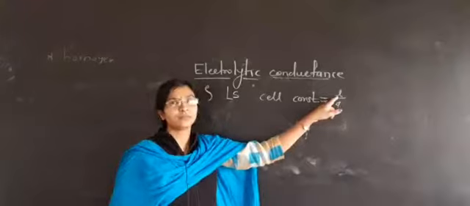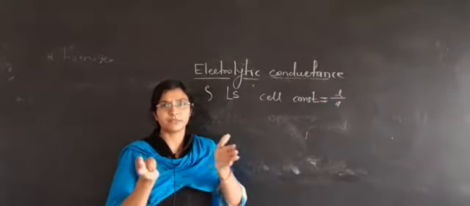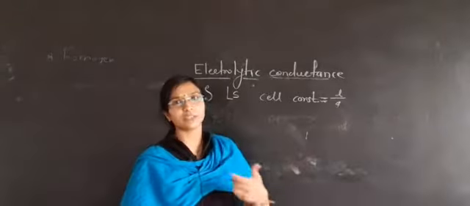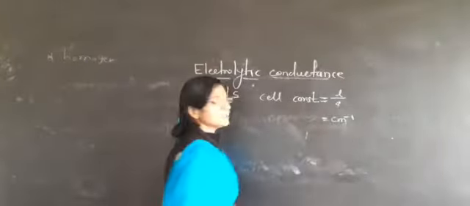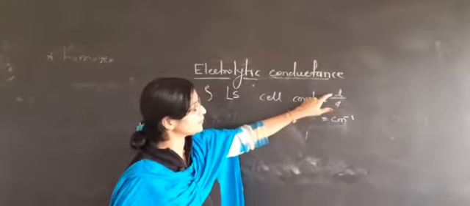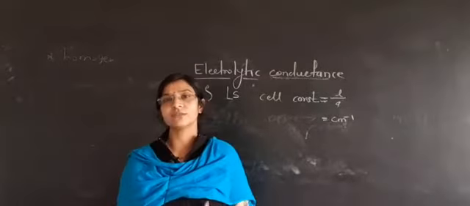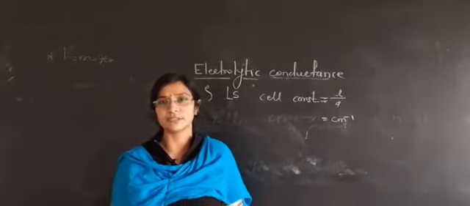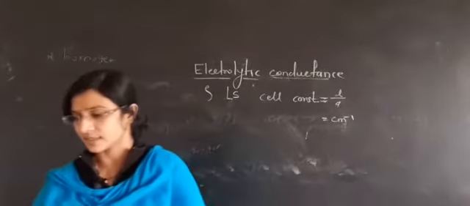l is the length between the two electrodes, which are placed apart from each other. A is the cross-sectional area. The unit of the cell constant is per centimeter, because length has the unit centimeter and area has the unit centimeter square. After substituting centimeter and centimeter square, we get the unit per centimeter.